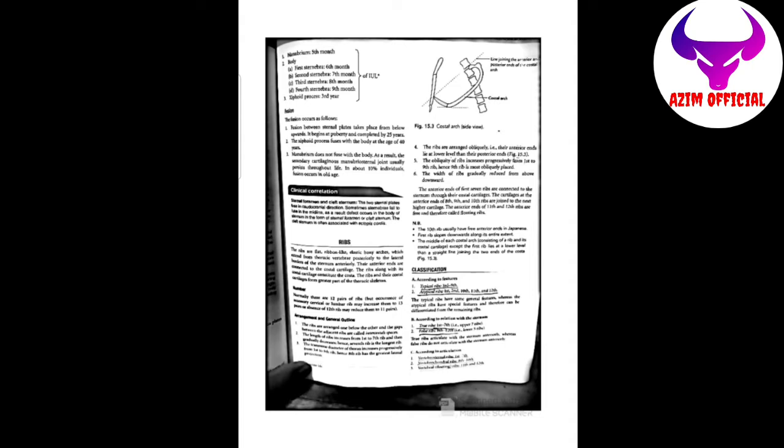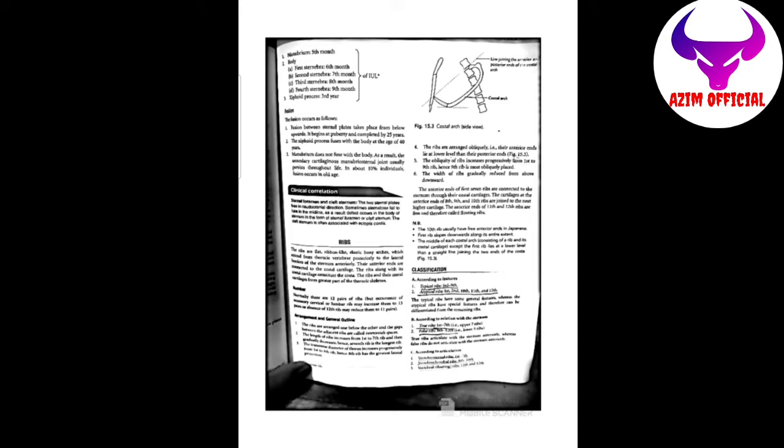Arrangement and general outline. The ribs are arranged one below the other, and the gaps between the adjacent ribs are called intercostal spaces. As I already said in the previous classes, intercostal space. You're familiar with this, aren't you? Yes, sir. Because we count the ribs by counting intercostal spaces also, from the anatomical landmark of the sternal angle. Aren't we? Yes, sir.